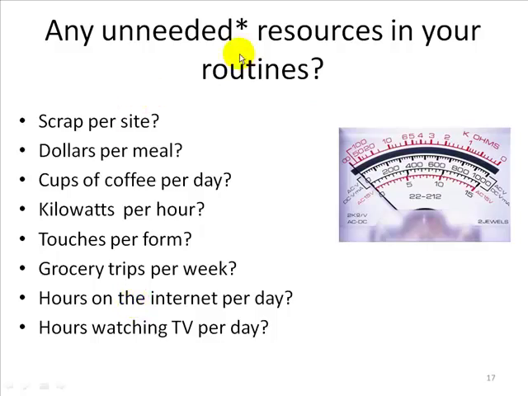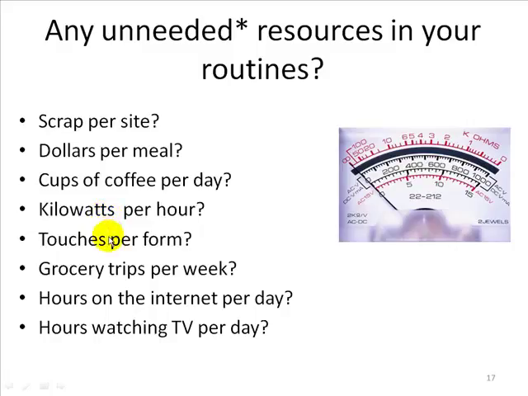Any unneeded resources in your routines? Do you have extra scrap at your work site? Are you wasting some dollars per meal? Maybe your cups of coffee per day, you don't need as many. Maybe kilowatts, little gauge here.